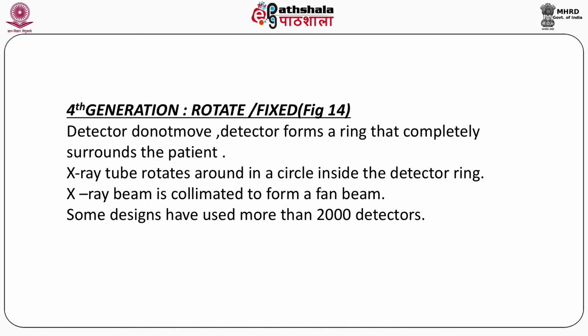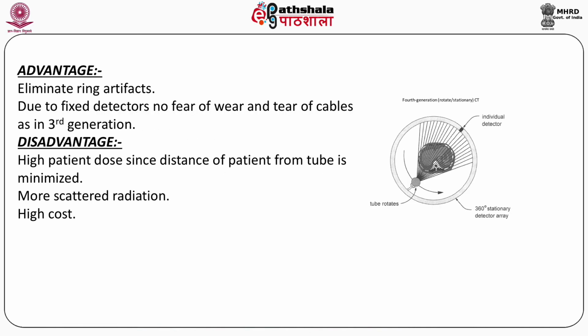To reduce these problems, fourth generation CT scanners were introduced. This was a rotate-stationary type. That means detectors were stationary, however the X-ray tube only moved around the patient body, and detectors were in a ring shape around the patient body. When the X-ray tube rotated, the transmitted absorption measurements were made by using the ring of detectors. This eliminates the ring artifact.